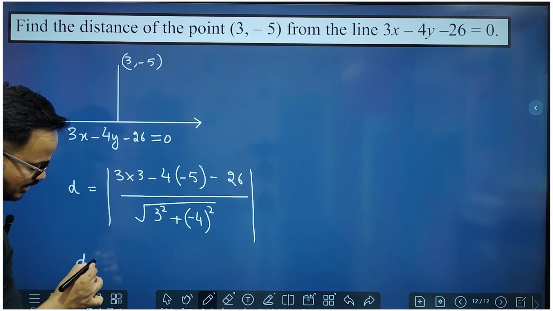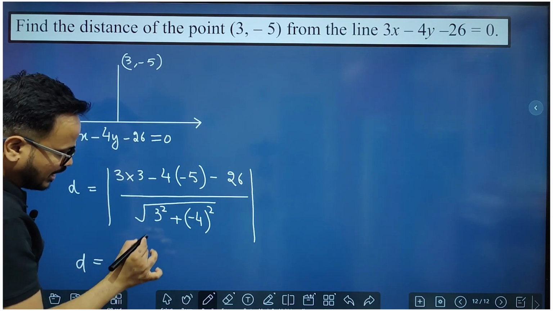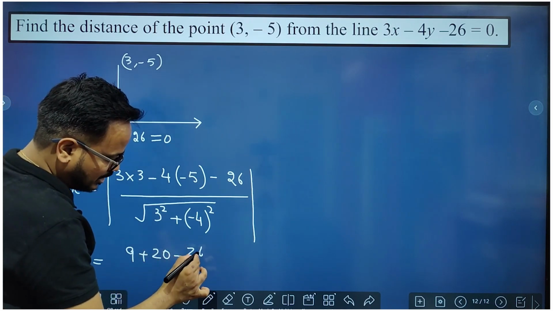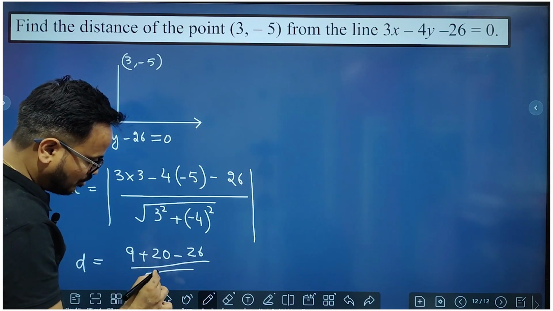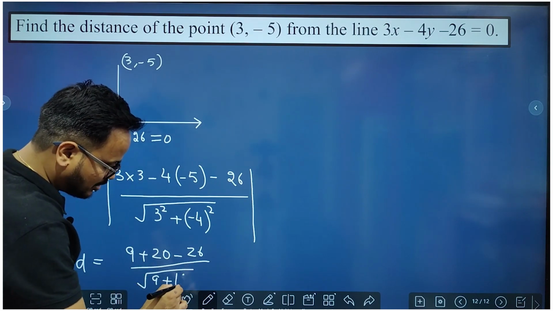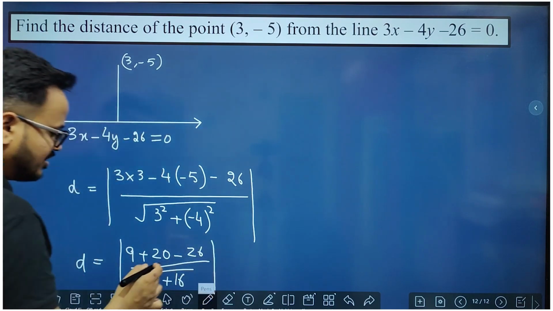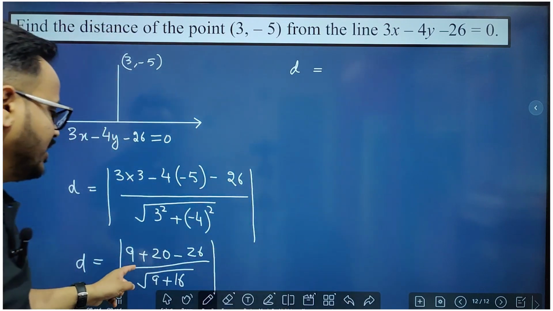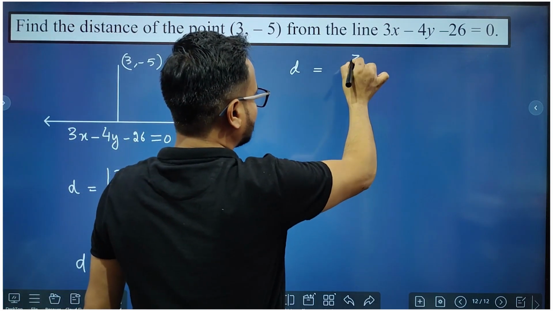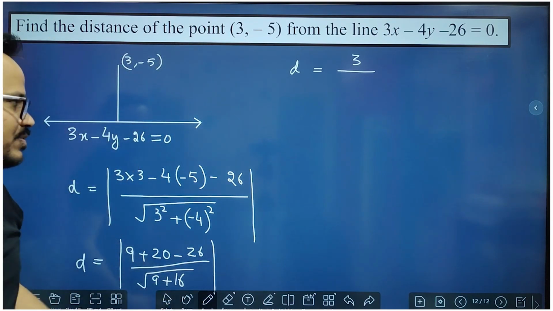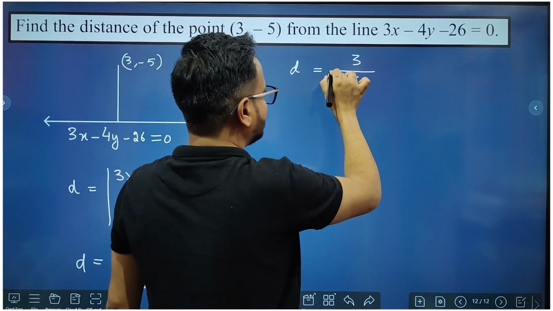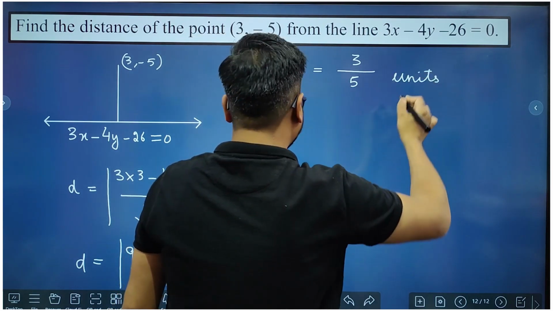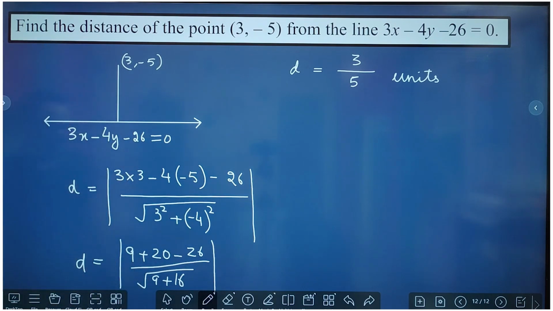So the answer is D equals 3 into 3, 9, plus 20 minus 26, divided by the square root of 9 plus 16. 9 plus 16 is 25. So D is 29 minus 26, that is 3, divided by the root of 25, which is 5. So the distance is 3/5 units. So this is the distance of the point from the line.